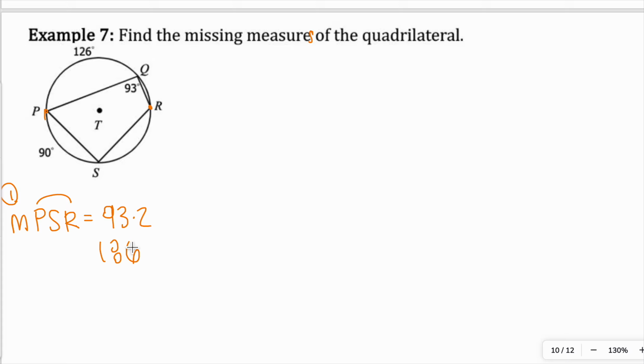Okay? So once I found that, PSR is 186, and I already have 90 taken care of.